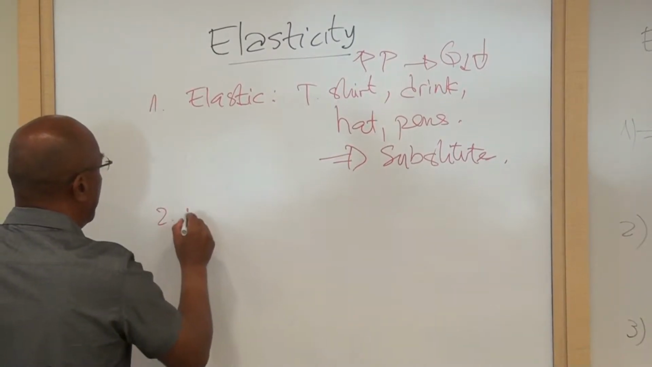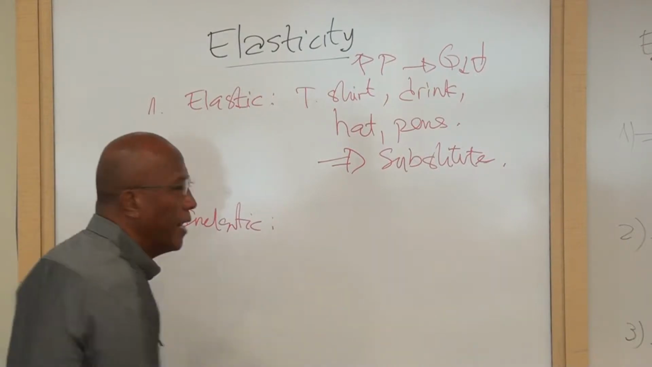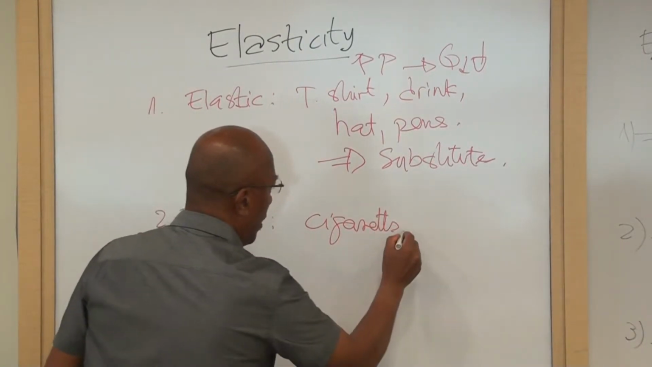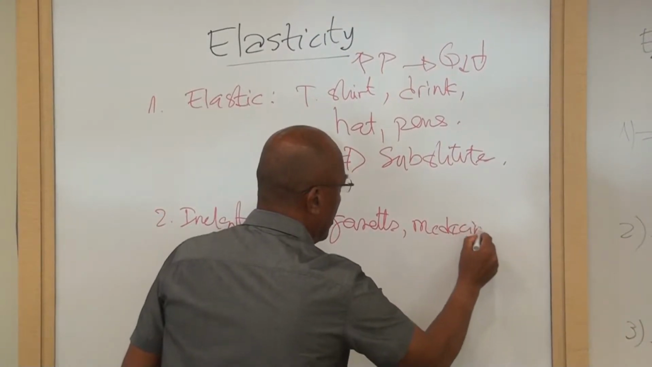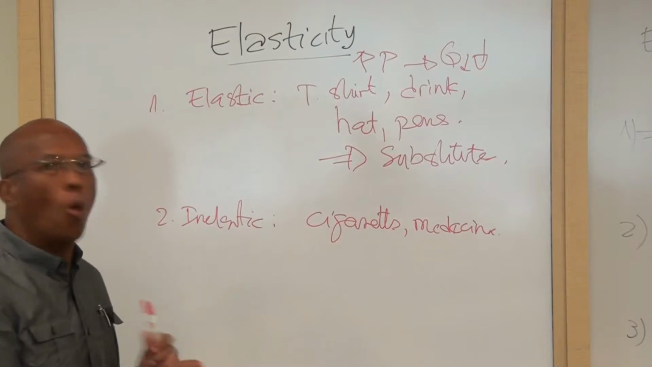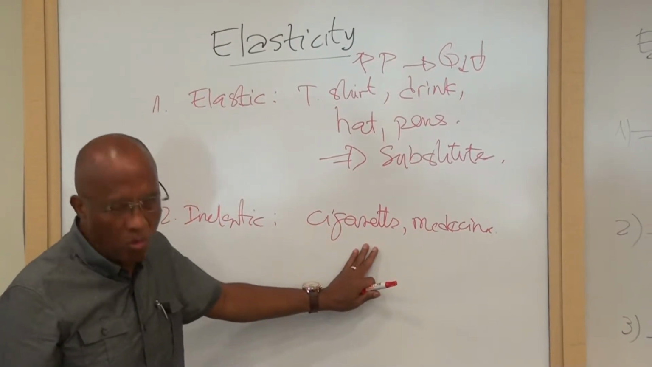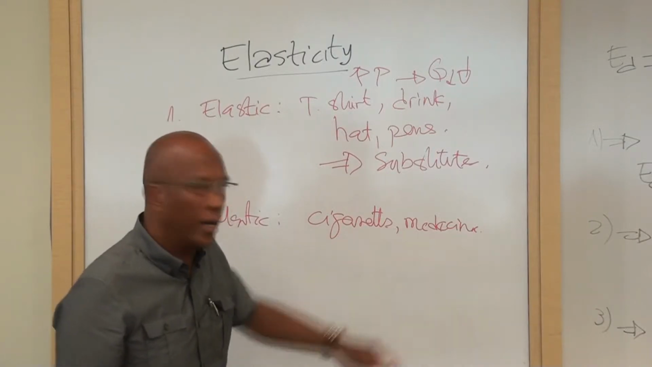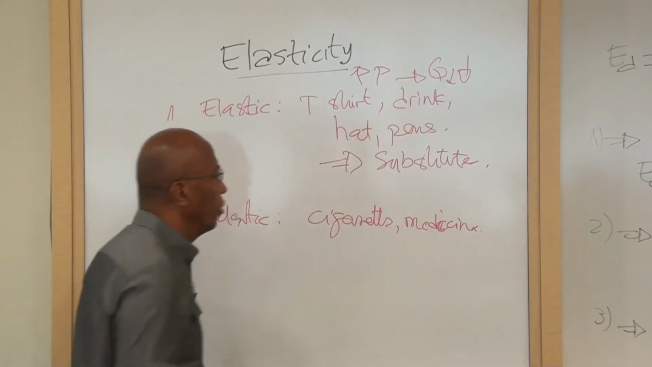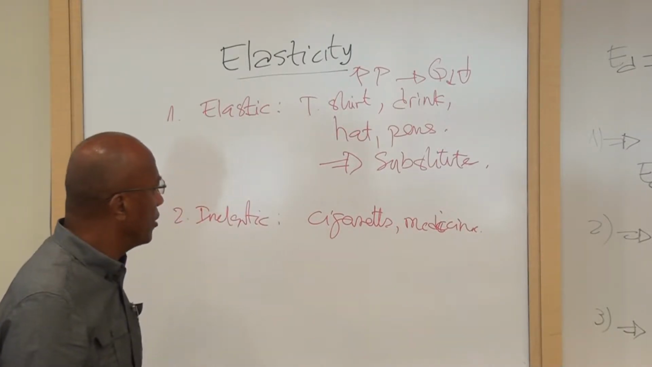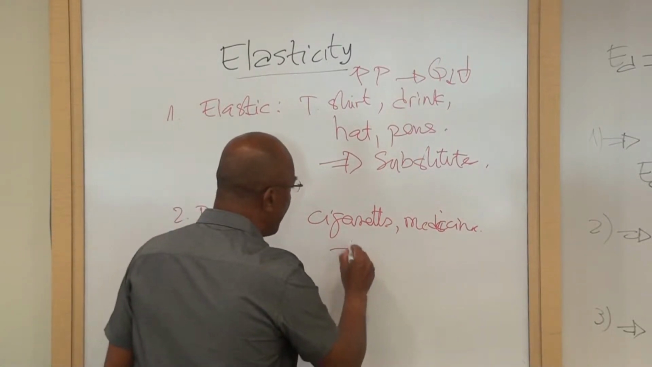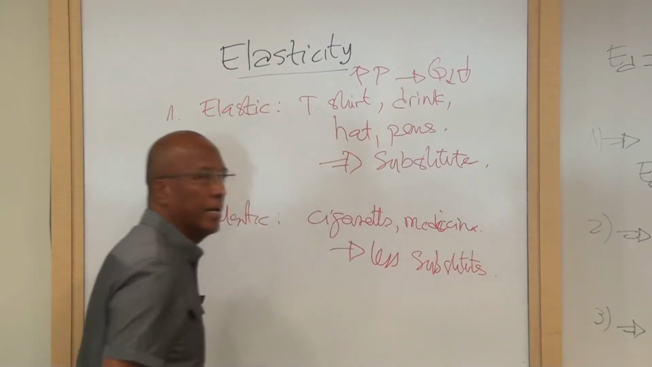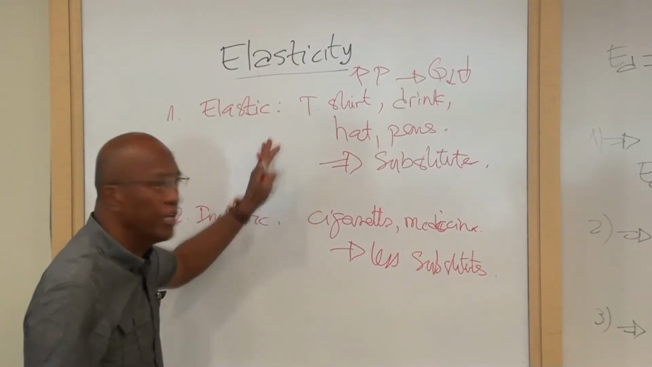For an example of inelastic demand, we may have something that is very much inelastic, say, for example, cigarettes or medicine. Those are very much inelastic. No matter how much the price of cigarettes, smokers will buy cigarettes. No matter how much the price of medicine, if you want to be healthy, then you definitely will have to buy the medicine that is given by your doctor. So in this case, you have fewer substitutes. You have no choice, as opposed to elastic, where you have a lot of choices.